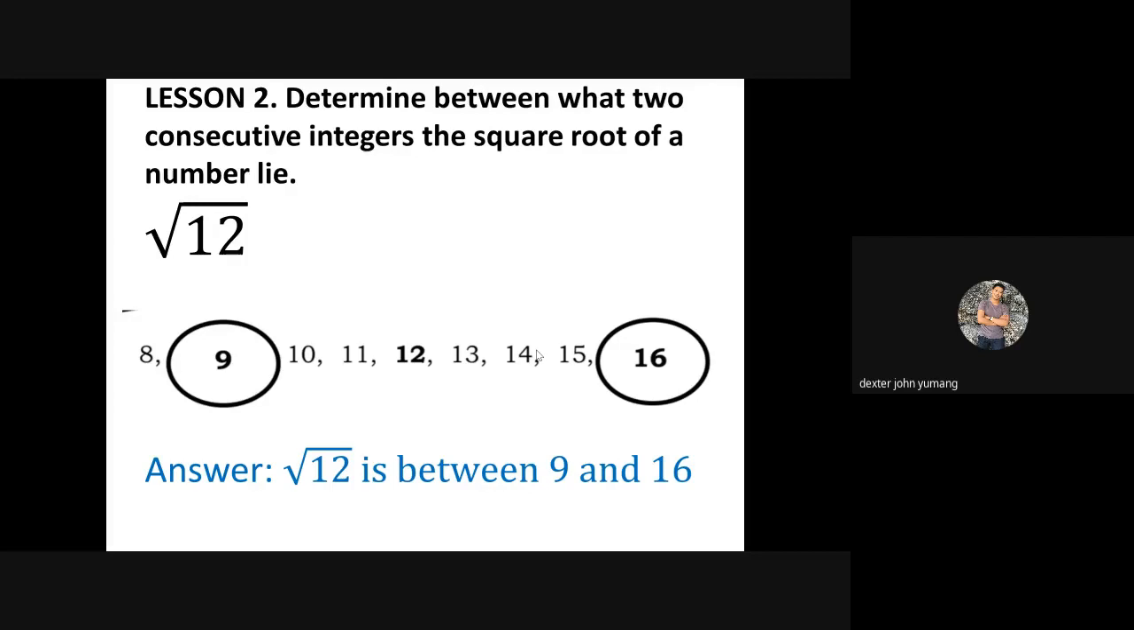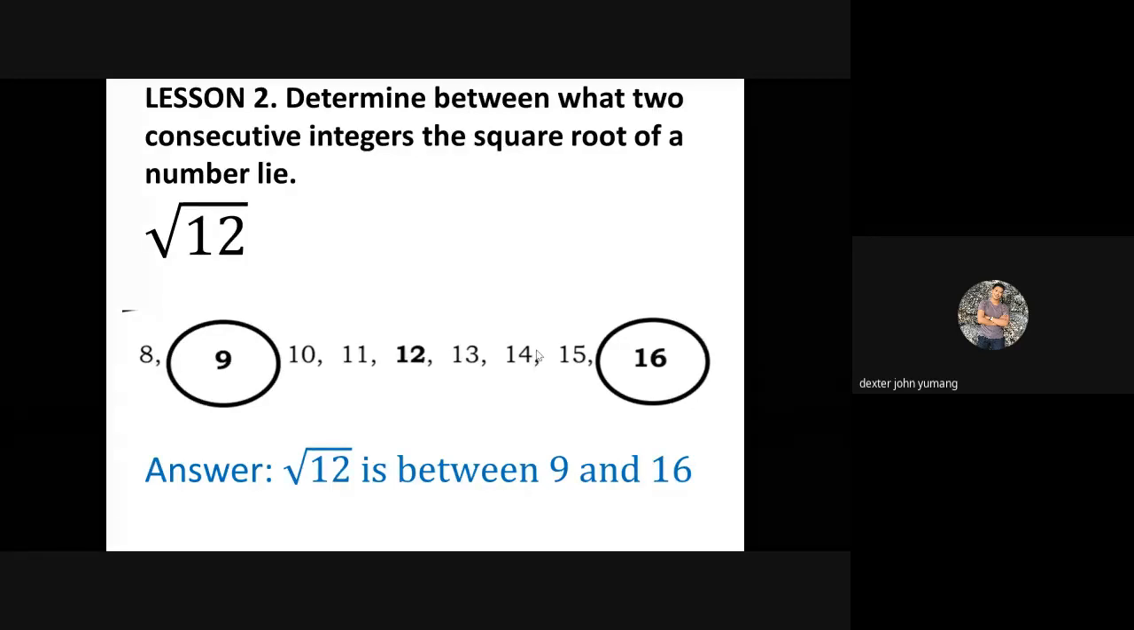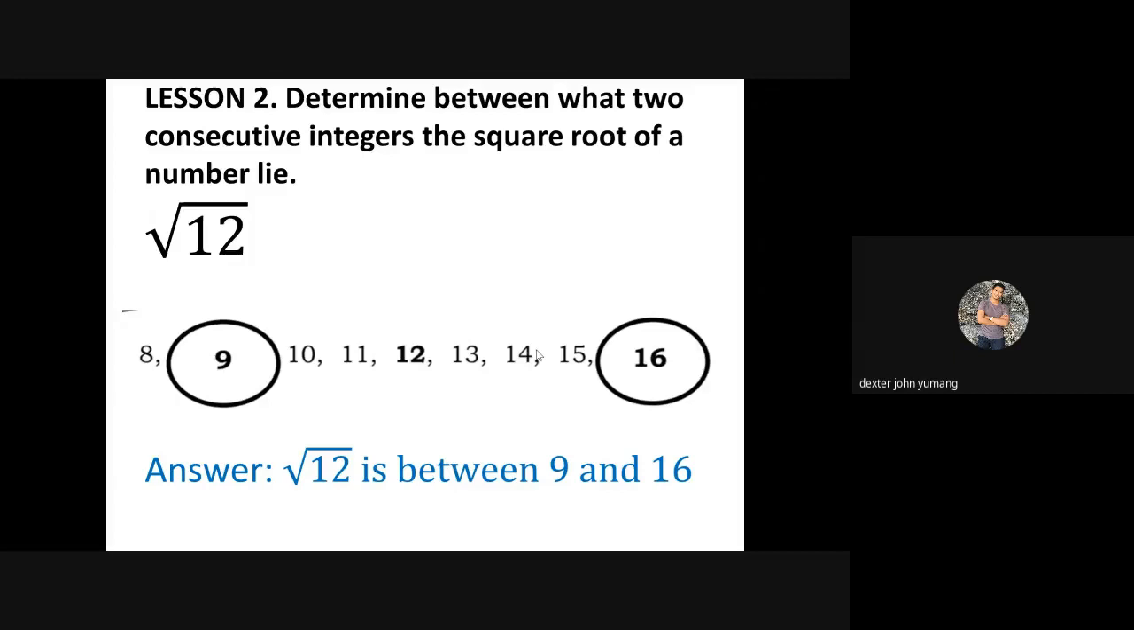So lesson number 2. Determine between what two consecutive integers the square root of a number lie. So alamin daw natin kung saan between yung mga number tulad ng square root of 12. Saan siya naka-between na perfect square? So, i-list out muna natin. For example, square root of 12, i-list out muna natin. Magbigay ka ng number na before ng 12.